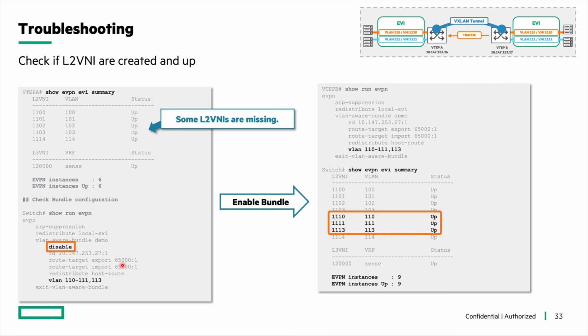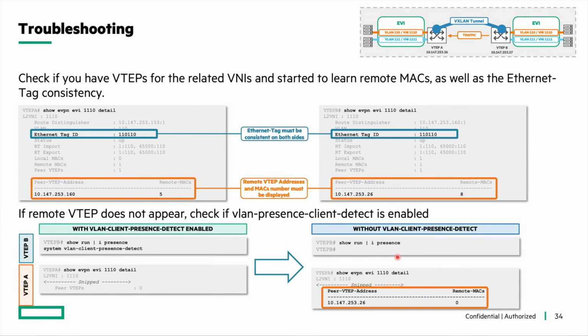Then you also have to check if your layer 2 VNIs are created and up, doing a show EVPN EVI summary. If they are not, ensure that your bundle is enabled. The next step is also to check if VTAPs are discovered for a specific layer 2 VNI, and that MAC addresses have been learned. If not, check the configuration on the remote VTAP, if a bundle has been configured and enabled.